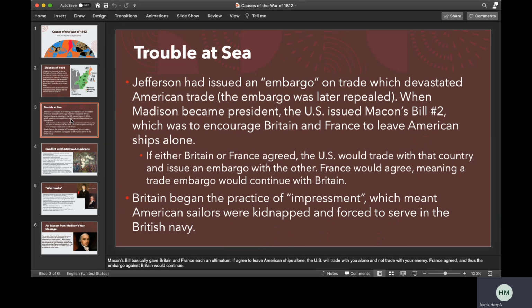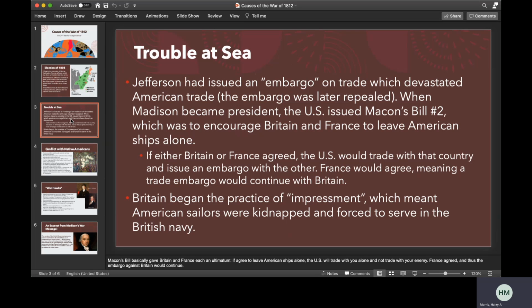Jefferson had issued the Embargo Act, like I just said, on trade, which devastated American trade. The embargo was later repealed, but the embargo was like a stop on trade with foreign ports because of the issues going on with Britain and France.